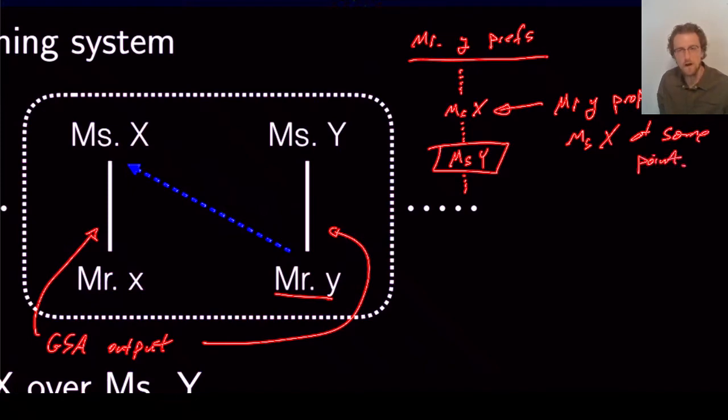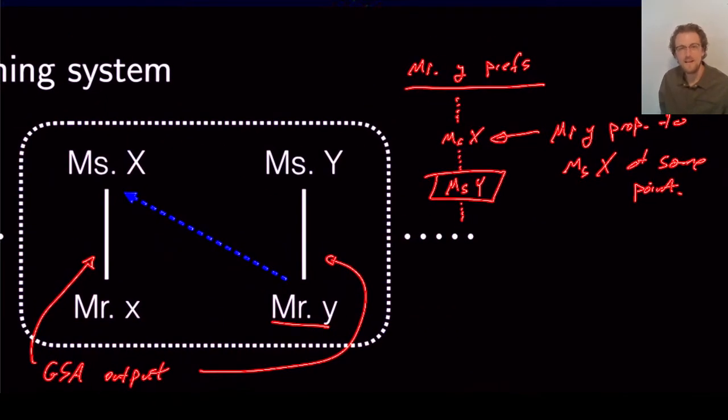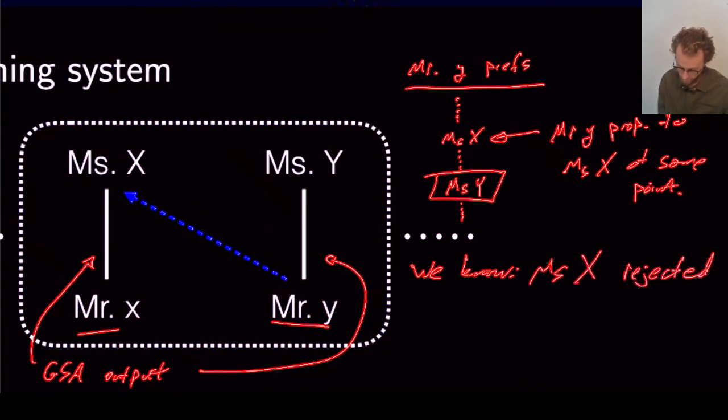All right, so that's fine. So why isn't he matched in the output to Ms. X? Well, that's really simple. It's because Ms. X rejected him. What does that mean? It means that somehow someone came along that Ms. X liked better than Mr. Y. It could have been Mr. X, or it also could have been somebody else. But we know that Ms. X rejected Mr. Y's proposal.